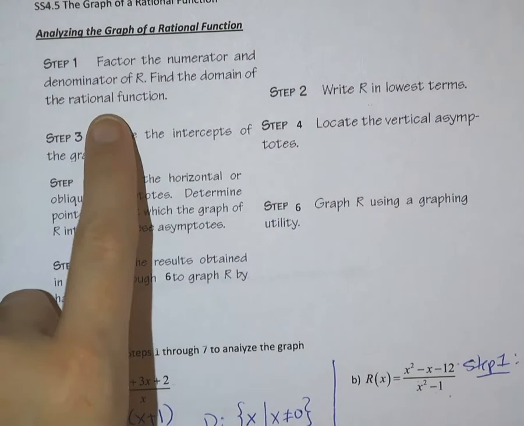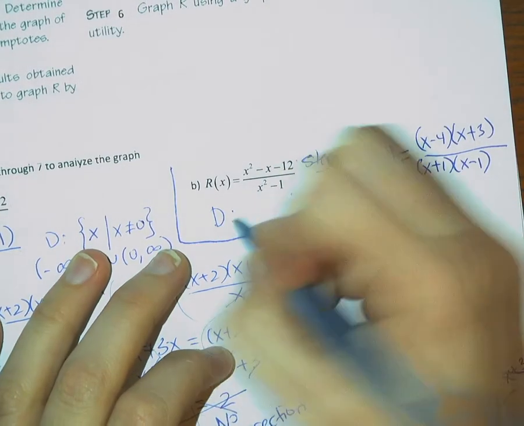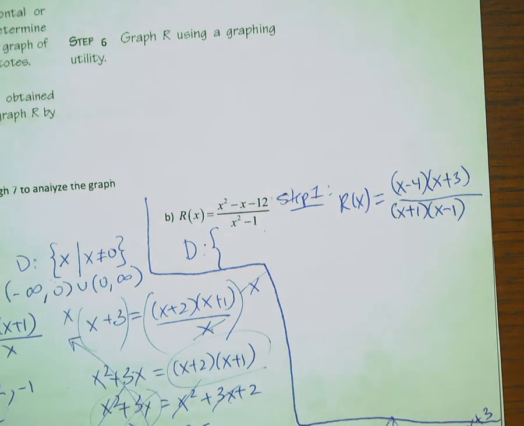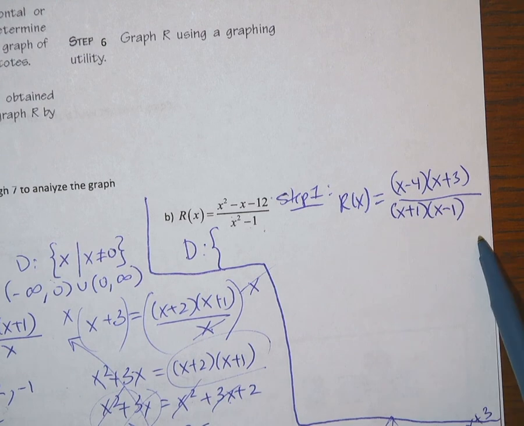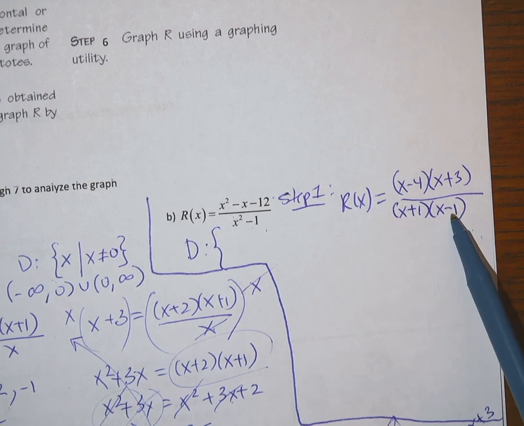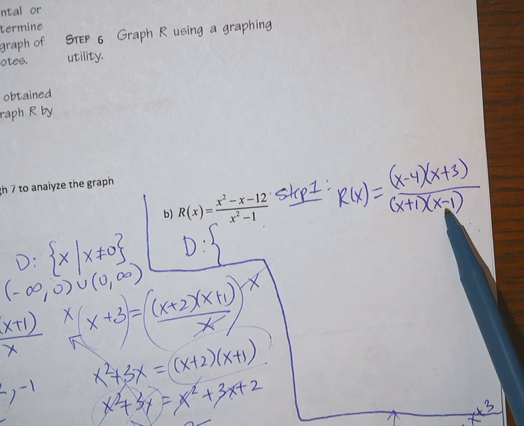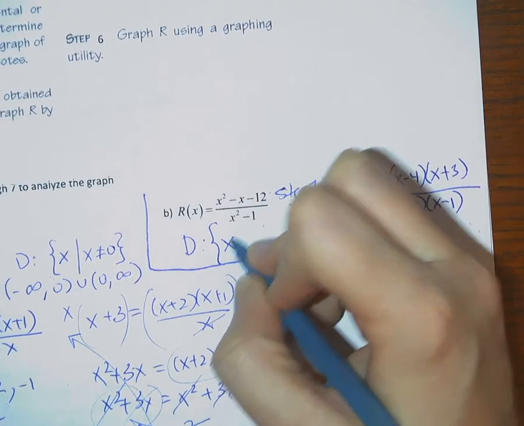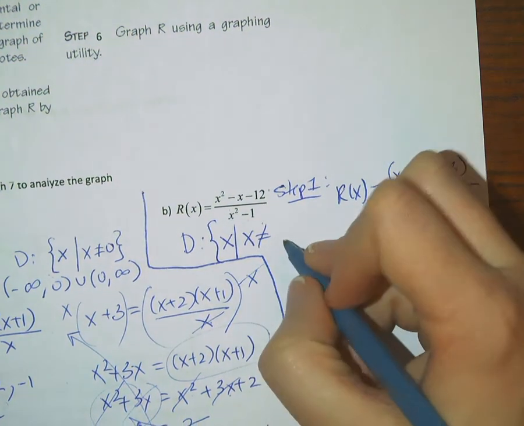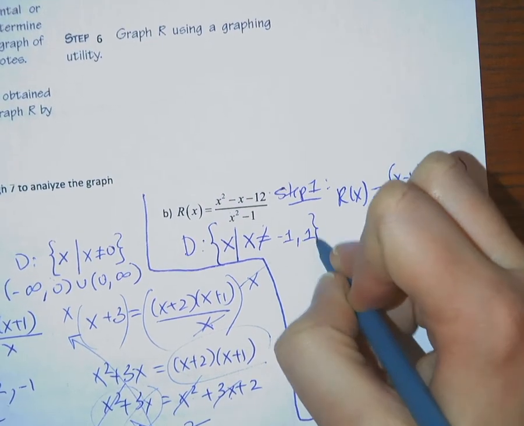Do not forget we still have the domain of the rational function as a part of step 1. We remember that domain is where our x gives us issues, or wherever our x does not give us issues. Our denominator would give us an issue wherever it is equal to 0, and that would happen wherever each factor equals 0. So at negative 1 for this factor and positive 1 for this factor. So I would say all x where x does not equal negative 1 or positive 1.